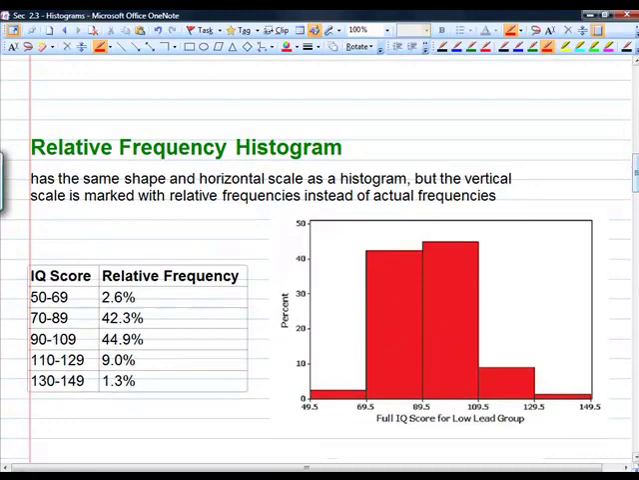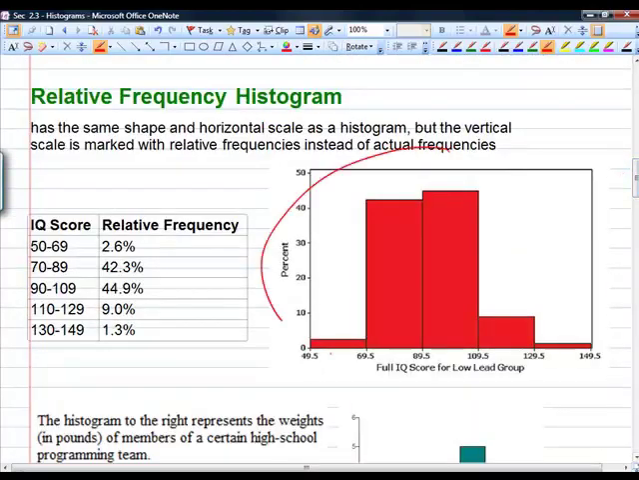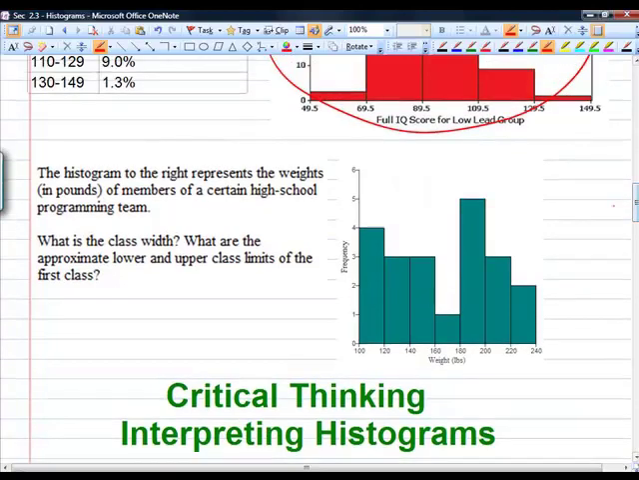A relative frequency histogram. Notice the shape of this histogram right here has the exact same shape as this histogram right here. The reason the shapes of the histogram are the same is because they represent exactly the same information. But instead of looking at count on your vertical scale, we're looking at percents. But the shape has to be the same because we're talking about the same population here in our distribution. The population is still people's IQ scores in this research problem that had low lead exposure. The shape has to be the same if the population doesn't change.